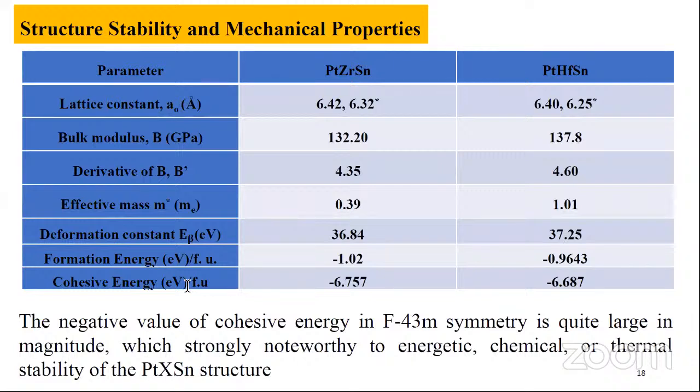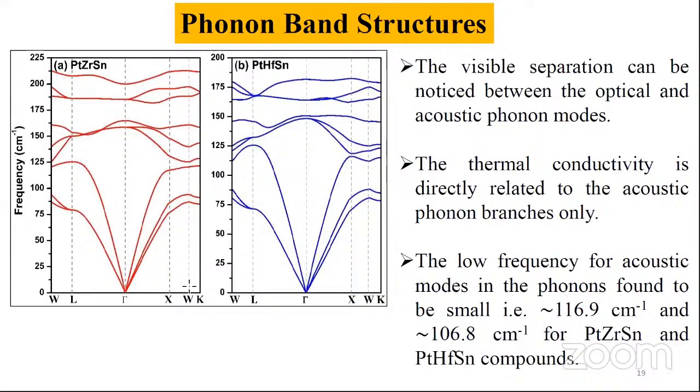We have calculated structural parameters like lattice constant, bulk modulus, derivative of bulk modulus, effective mass, formation energy, and cohesive energy of the material. The negative value of formation energy indicates that these materials are experimentally possible. This figure shows the phonon band structures of the material. We found that no negative phonon frequency is present, which indicates that both materials are dynamically stable. Here you can see a visible separation between the optical and the acoustic phonons.